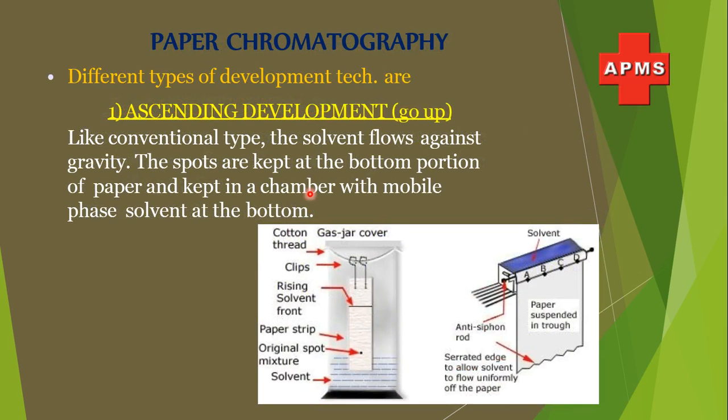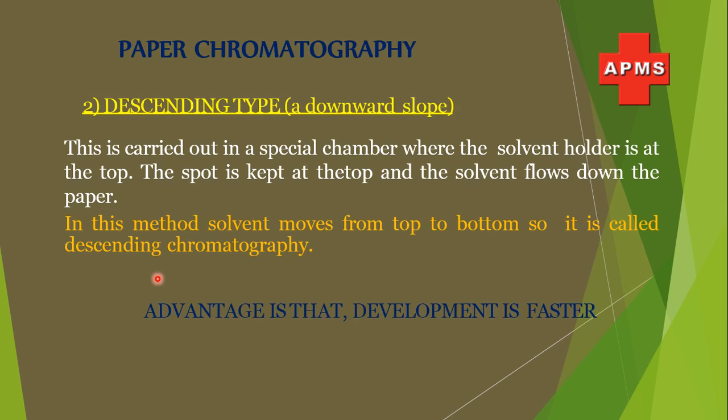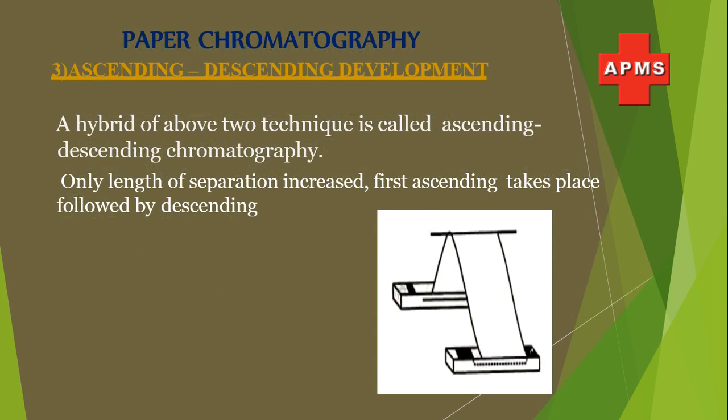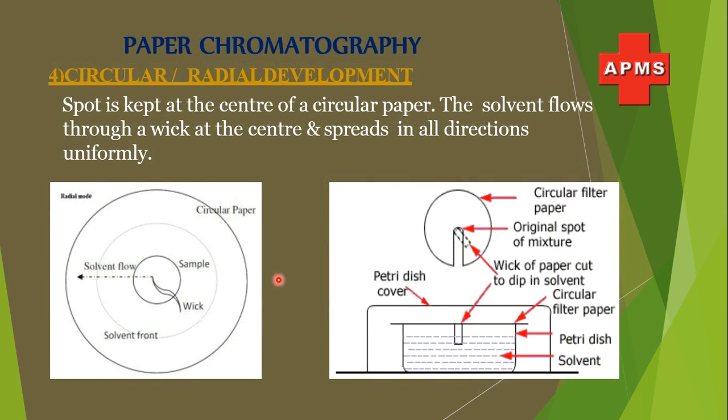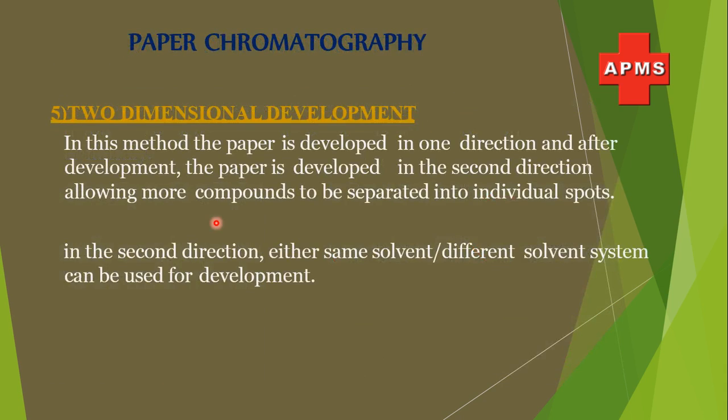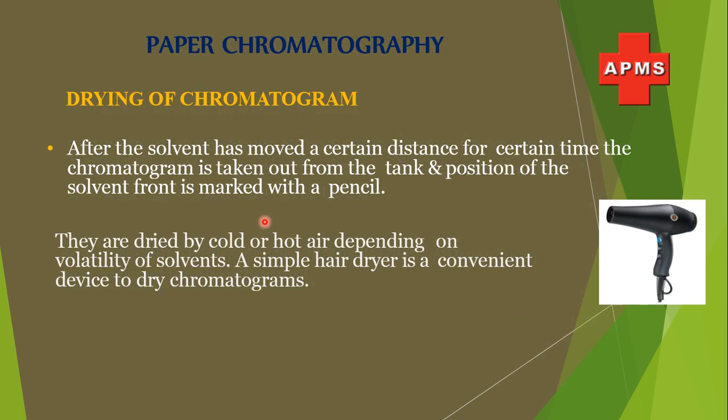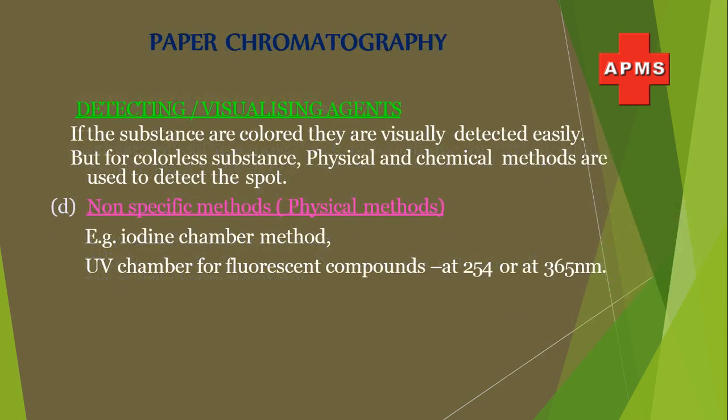Now development techniques: ascending development technique and descending development technique. These two techniques I discussed. Then circular and radial development technique, where we use a circular filter paper for this process. And two-dimensional development, drying of chromatogram, detecting and visualizing agents.